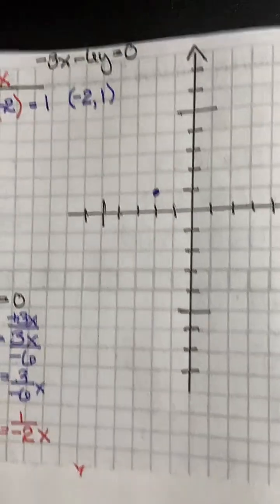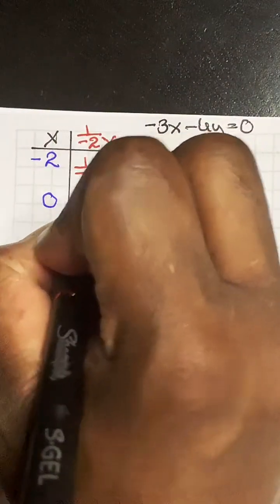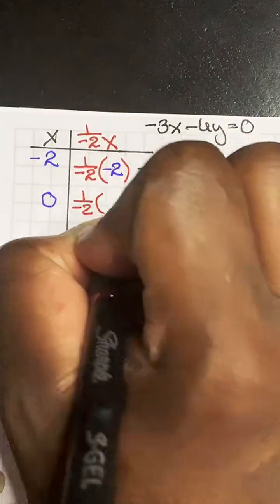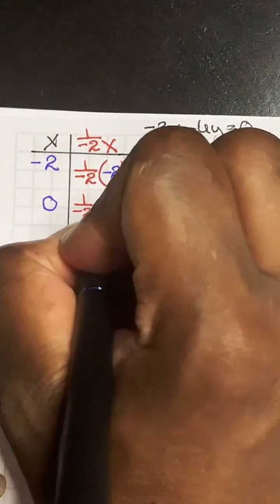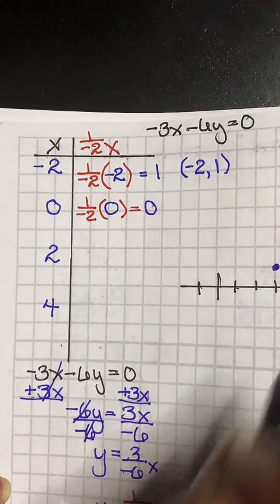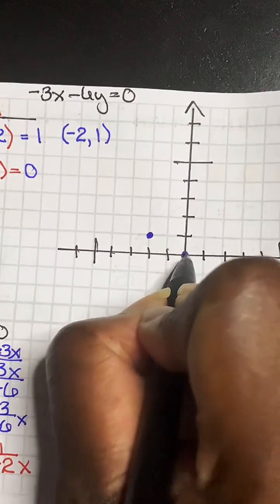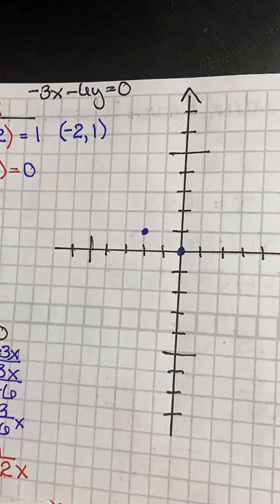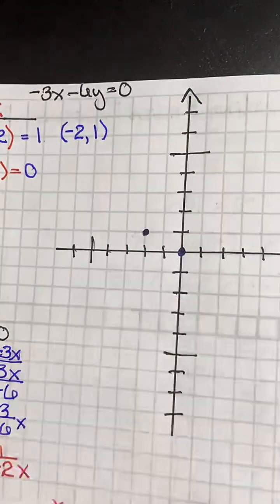Okay? So, next one. We have our -1/2. This time we're multiplying it by 0. Anything times 0 is 0. So my next point is right here at the origin, 0, 0. I know you're probably like, man, that went quick. Yeah, of course.